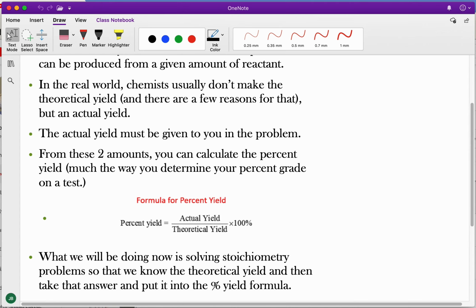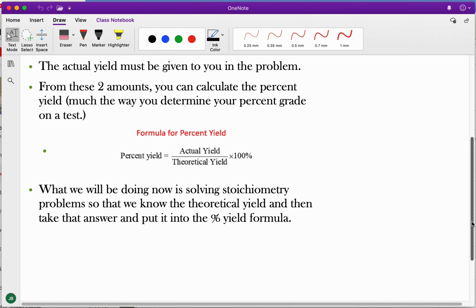Now, the actual yield must be given to you in the problem. You cannot calculate the actual yield with the information that's given to you in the problems you have in this classroom. Now, from these two amounts, the theoretical yield and the actual yield, you can calculate something that's called the percent yield. This is done much the same way you determine your percent grade on a test. The formula for percent yield is actual yield divided by the theoretical yield. So for a test, you would say the amount of points you earned over the total amount of points that were on the test, times 100.